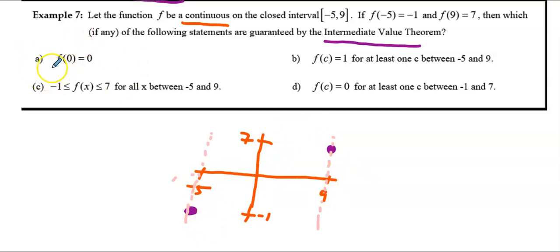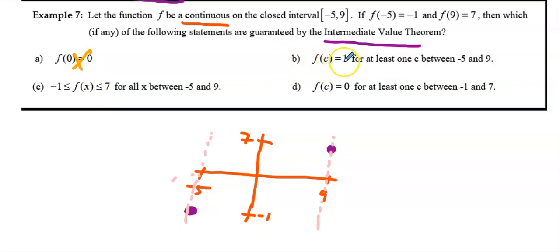So let's look at the first one and see, does this have to be true? Does f of 0 equal 0? So if I want to connect these two dots, must I go through the origin? Well, let's show it. There it is. There's IVT. I did not cross the origin, so this one is not guaranteed, right?